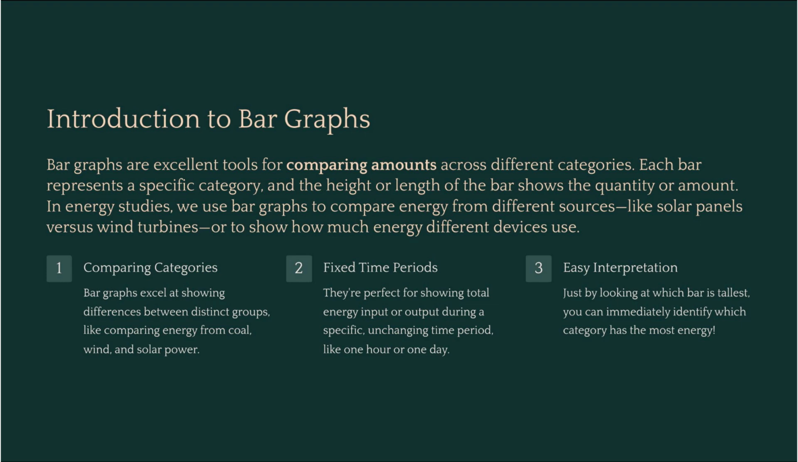One of the simplest ways to display energy data is using a bar graph. Bar graphs are fantastic when you want to compare different amounts. For instance, if you were comparing the total amount of energy produced by different sources, say a solar panel versus a wind turbine over a day, a bar graph would show you immediately which one was the winner. The height of the bar tells you everything you need to know about the total energy output.